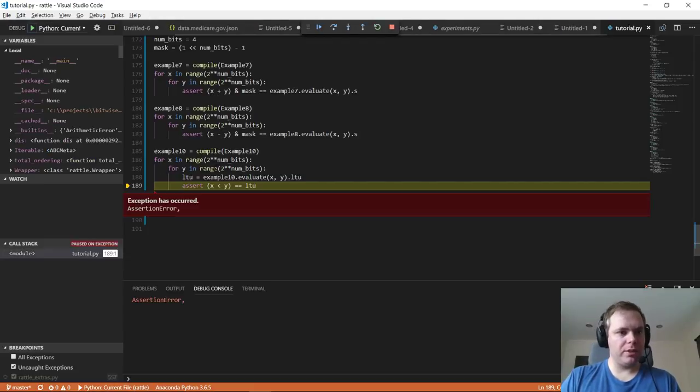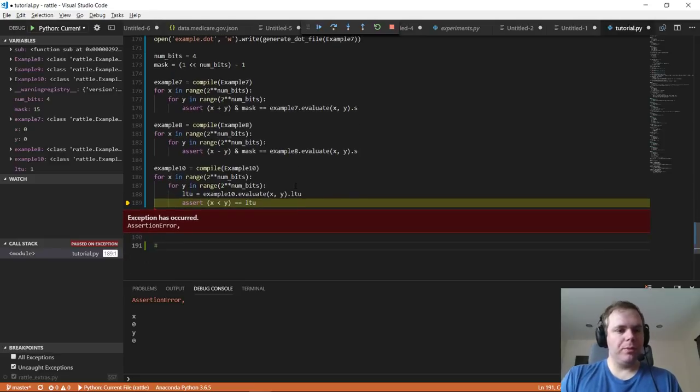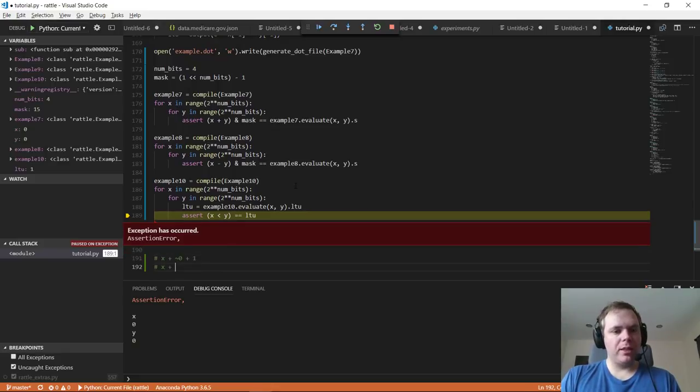Okay, so here's an assertion violation. LTU is 1, so x is 0. Yeah, that's not right. So what are we computing if you think about what the math is doing? We're computing x plus this plus 1. So that's x plus all 1s. So if you do it, let me just write it like Python notation. This definitely has an output carry.